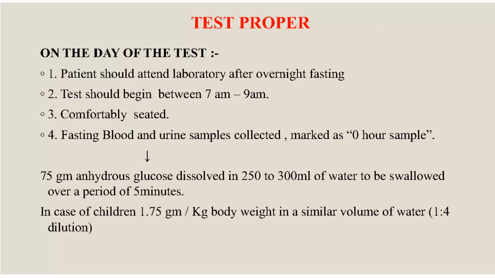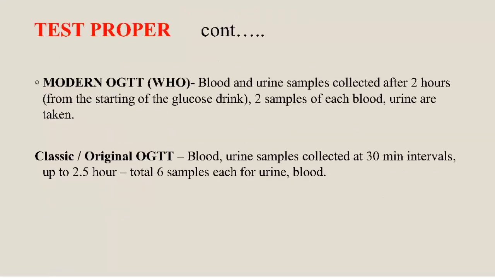Now in case of children, 1.75 gram of glucose per kg of body weight is given in a similar volume of water, that is 1:4 dilution. For adults, 75 gram anhydrous glucose in 300 ml of water. And in case of children, 1.75 gram per kg body weight glucose in water, 1:4 dilution should be followed strictly. Now coming to the next slide.